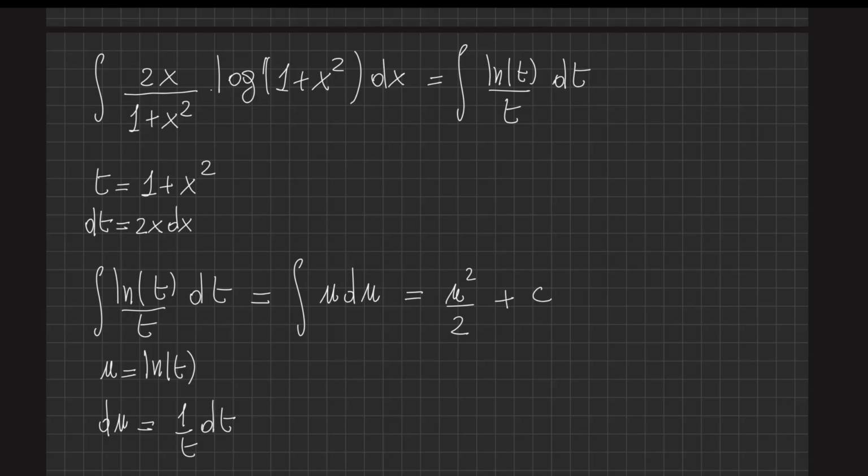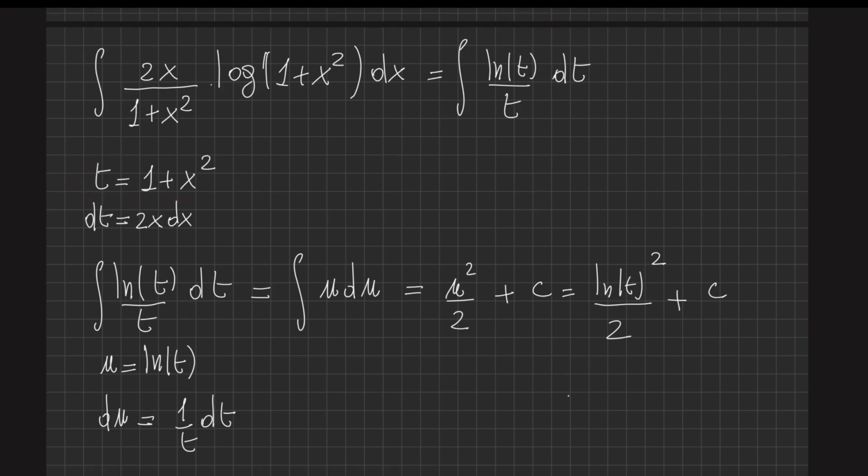And now we have to remember first that u is equal to the log of t. So it's going to be equal to the log of t squared divided by 2 plus a constant. And then we have to remember that t is equal to 1 plus x squared. So this is going to be equal to the log of 1 plus x squared all squared divided by 2 plus a constant.